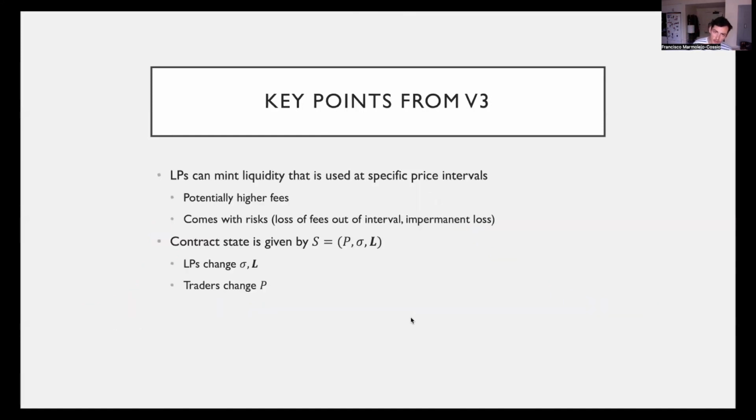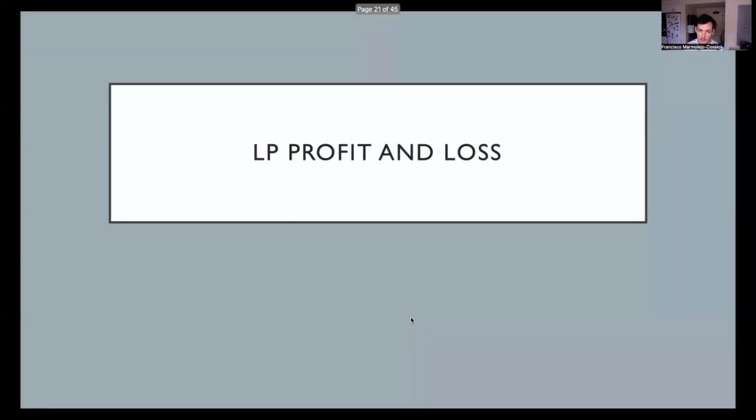And so the final key takeaways from V3 are that liquidity providers can mint liquidity at specific intervals. This might give you higher fees, but there are some risks involved. And the state of the contract is given by these parameters that liquidity providers change the liquidity of and traders change the price.